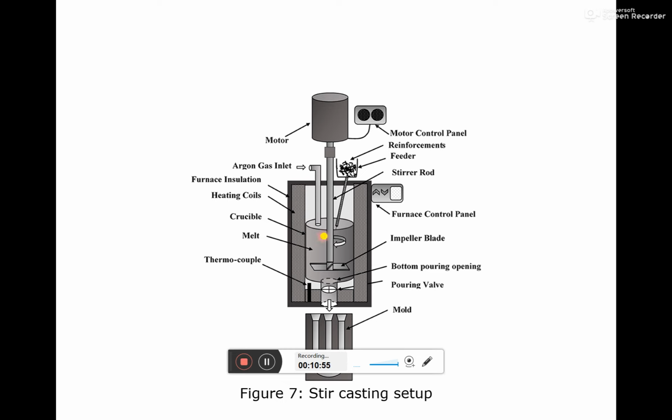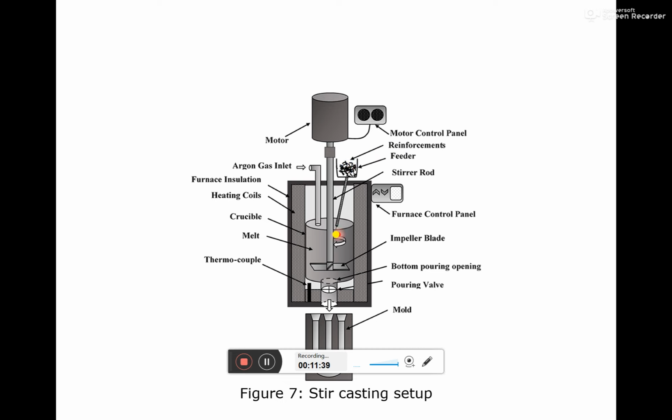we are placing the crucible, we place the aluminum billets, and switch on the furnace. Due to the heating effect, it will melt whatever metal we are placing. After that we pour the mixture of reinforcement inside the crucible. This is how we feed the reinforcement. You can see this is the reinforcement feeder, where we are feeding the reinforcement like this.